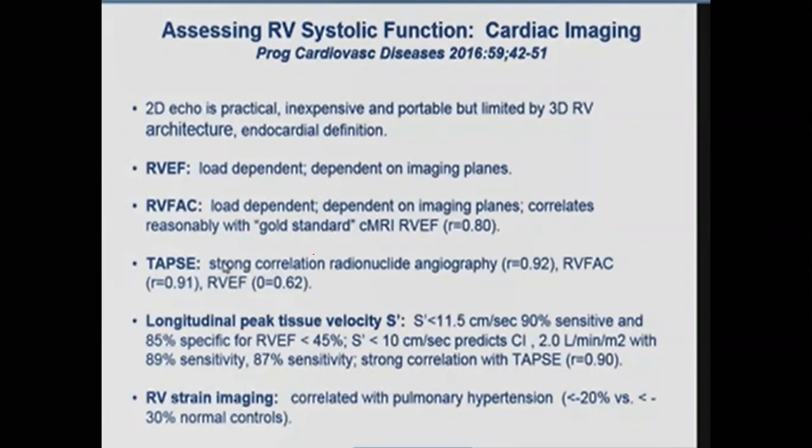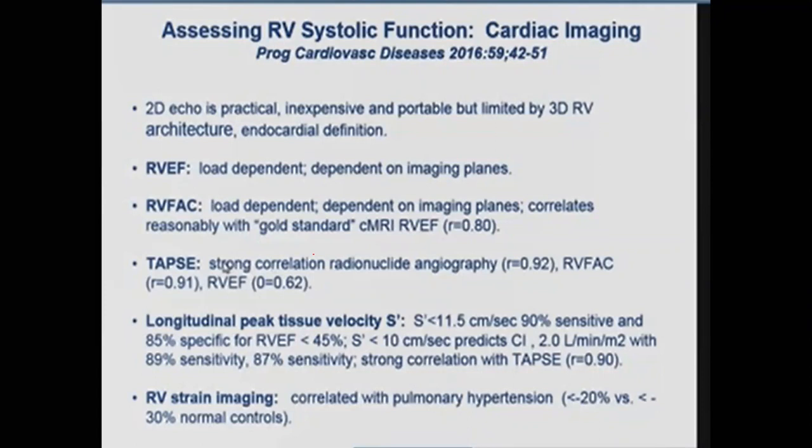The other is RV fractional area change. This is just for those who are interested in echo. This is another parameter which you use to assess RV function. It correlates better with RV ejection fraction, and can be measured by using MRI or 3D echo. TAPSE, the well-known one which we commonly report, also has a strong correlation, but as RV function advances, it has poor correlation.